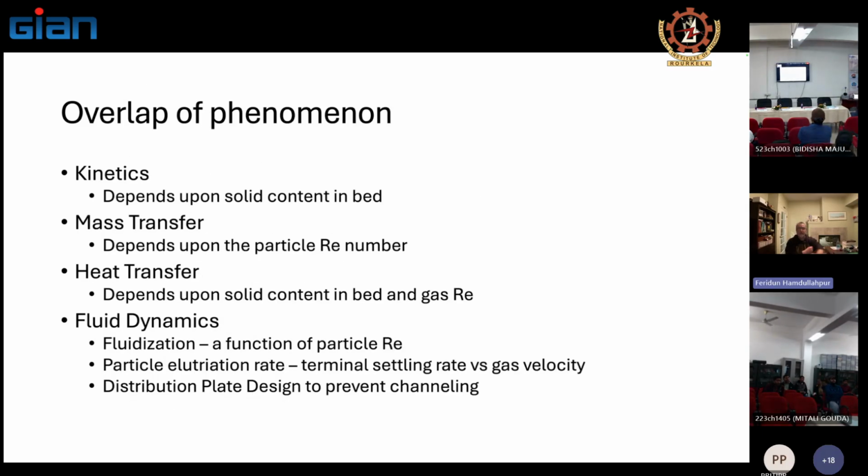To summarize, there are four different concepts and phenomena that you have to consider. If it's reacting, you have to understand the kinetics of that reaction. Mass transfer, you need to be able to predict from the particle Reynolds number, heat transfer again from the Nusselt number and gas Reynolds number, and fluid dynamics will be determined by all the factors that I summarized.